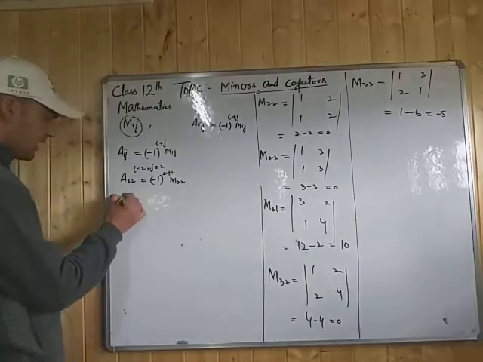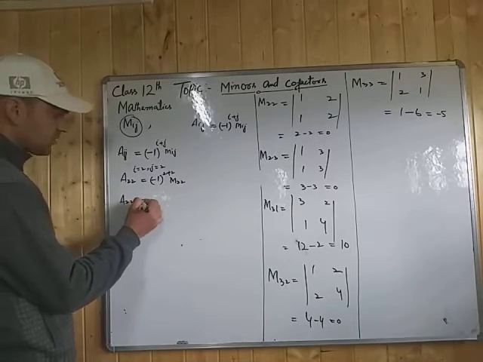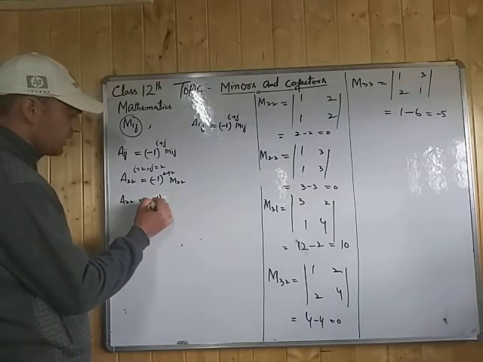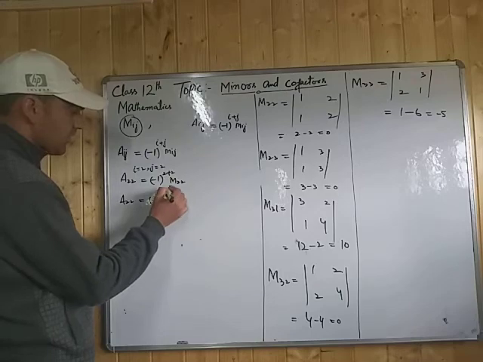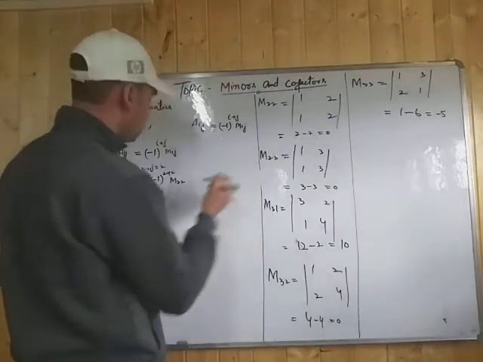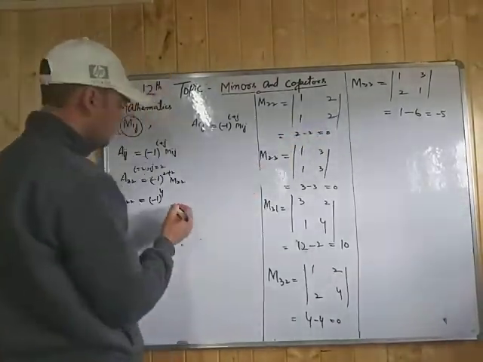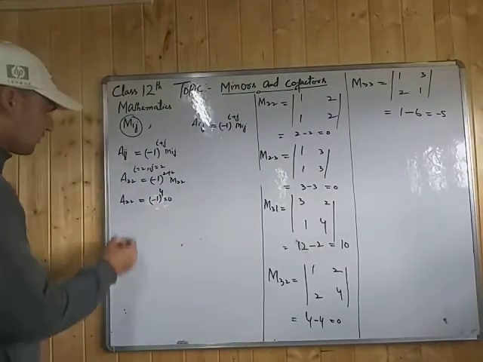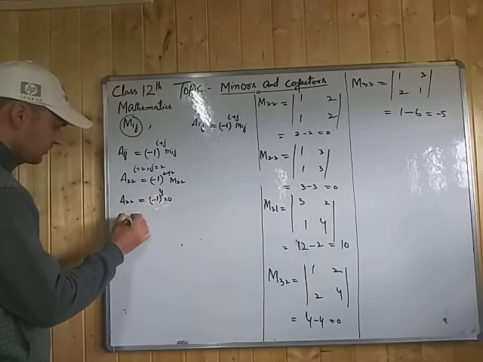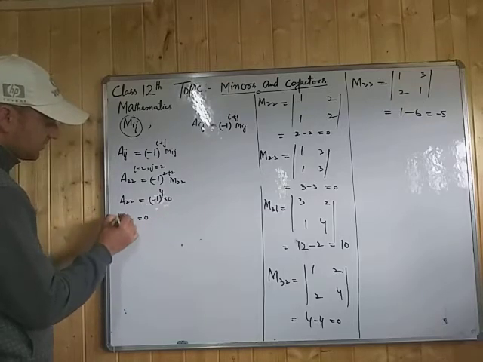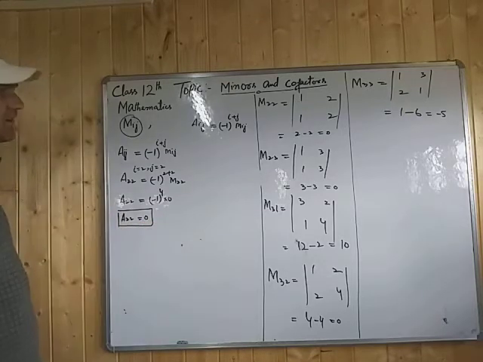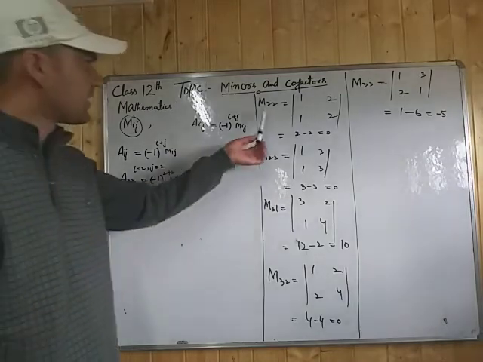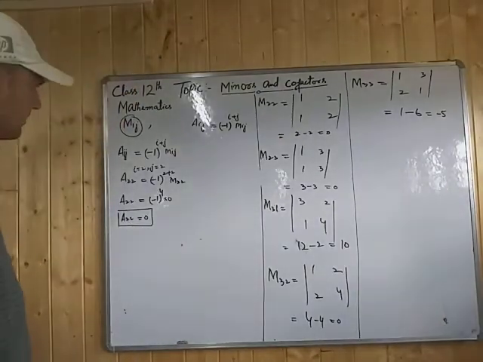So we'll write here A22 that is equal to minus 1 raised to power, so it will be 4 into M22. So M22 हमने निकाला है, so that is 0. So we'll write here A22 that will be equal to 0. तो ये 0 के बराबर निकला. तो आपने देखा यहाँ पर ये भी 0 के बराबर है, ये भी 0 के बराबर है.